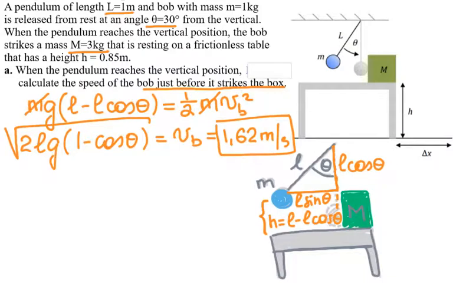And the height is this height, so maybe we should not call this a height. Let's call it a slightly different height, like big H, so mgH is the potential energy. And that is all that is given. Oh, and the mass of the little ball, but we don't need it. L is 1 meter, g is 10, and the angle is 30 degrees. If I plug in my numbers, I get the velocity of the ball right before it strikes the green box, 1.62 meters per second.